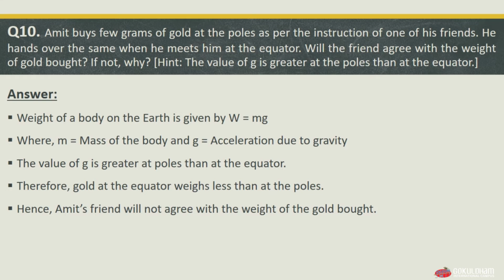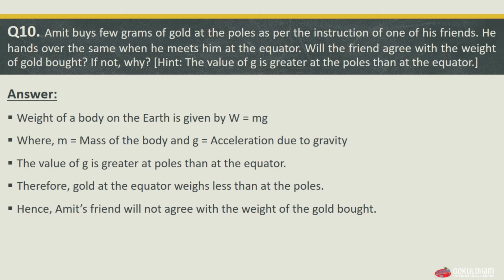Then we have to find out whether the friend will agree with the weight of the gold Amit bought, and if not, then why. The hint is that the value of g, which is acceleration due to gravity, is greater at the poles than at the equator. Means the value of g will be less at the equator.